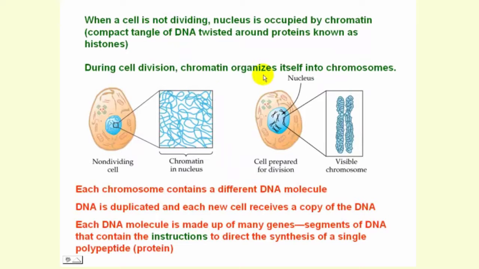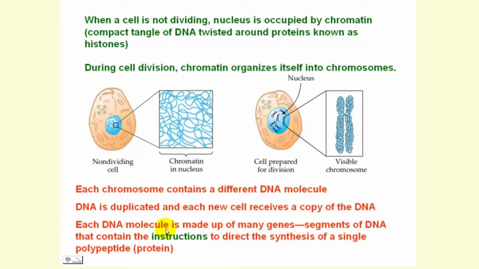When a cell is not dividing, the nucleus is occupied by chromatin, and this is a compact tangle of DNA twisted around proteins called histones. During cell division, chromatin organizes itself into chromosomes. Each chromosome contains a different DNA molecule. DNA is duplicated and each new cell receives a copy of the DNA.